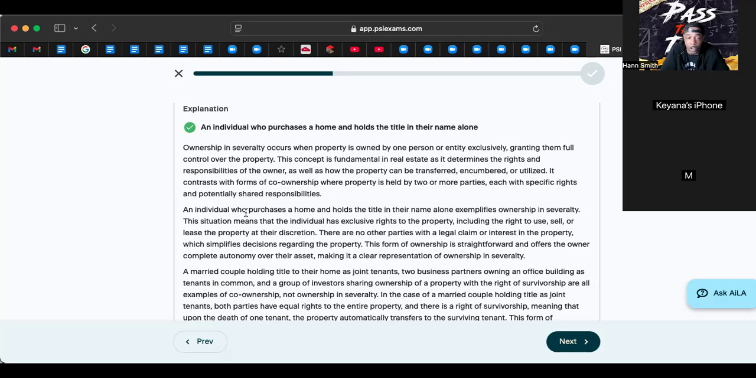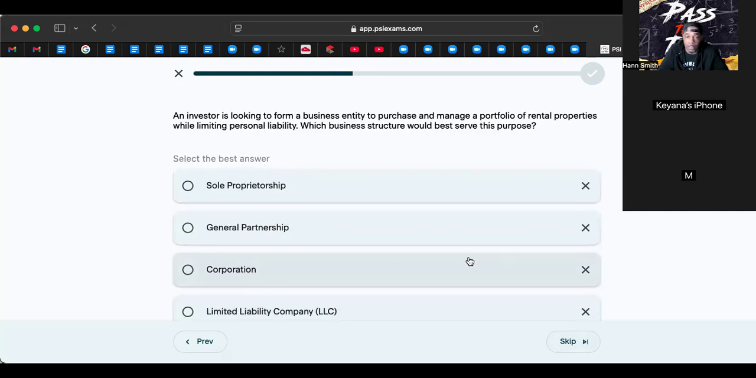An individual who purchases a home and holds the title in their name alone exemplifies ownership in severalty. This situation means that the individual has exclusive rights to the property, including the right to use, sell, or lease the property at their discretion. There are no other parties with legal claim or interest in the property, which simplifies decisions regarding the property. This form of ownership is straightforward and offers the owner complete autonomy over their asset, making it a clear representation of ownership in severalty. They didn't talk about severalty, but we're gonna find out exactly why they call it that.